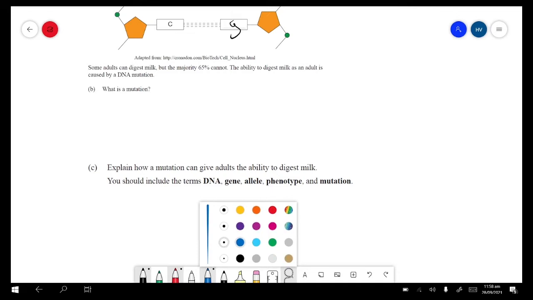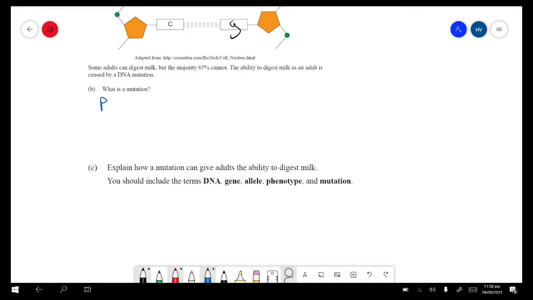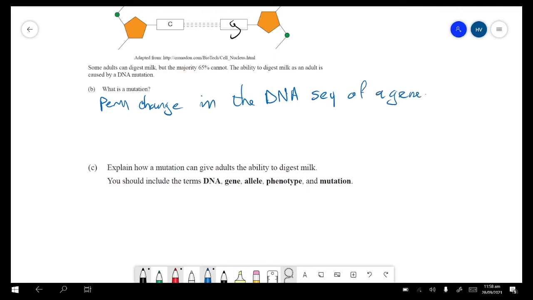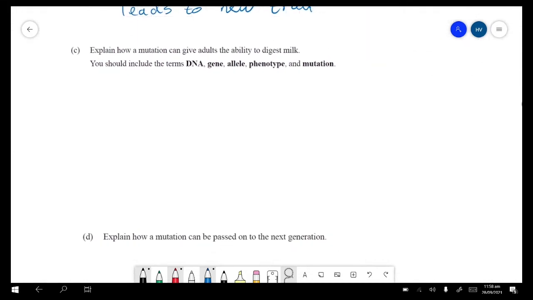Welcome back. So a mutation is a permanent change in the DNA sequence of a gene, and it leads to a new trait. Nice. And then explain how a mutation can give adults the ability to digest milk. In your answer, you should include the terms DNA, gene, allele, phenotype, and mutation.